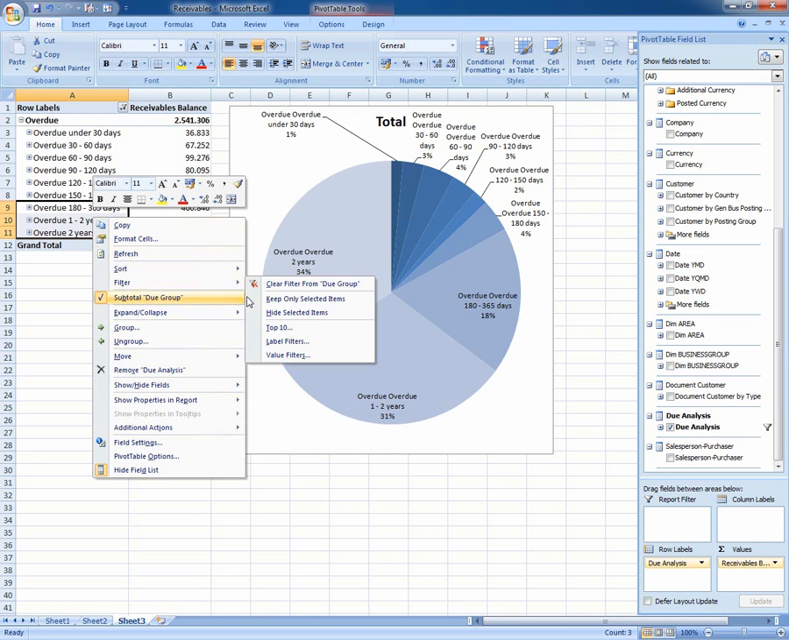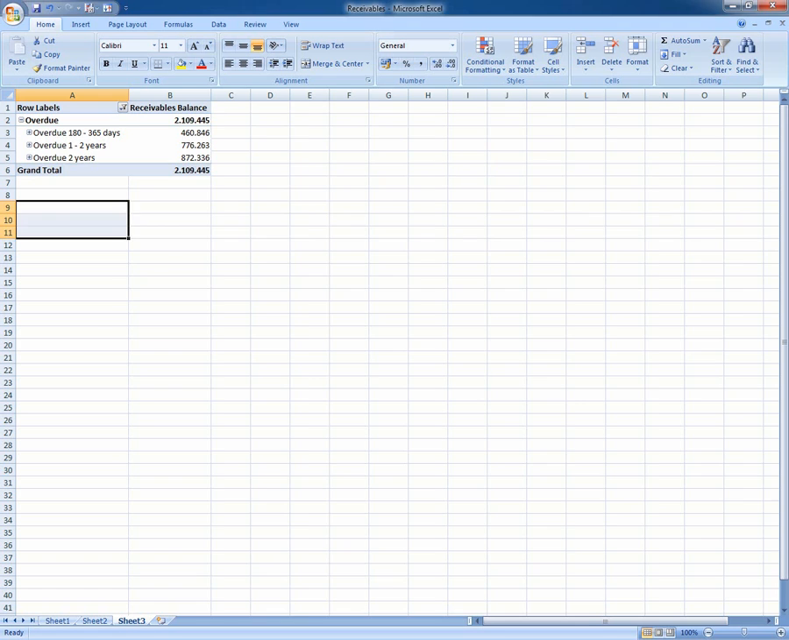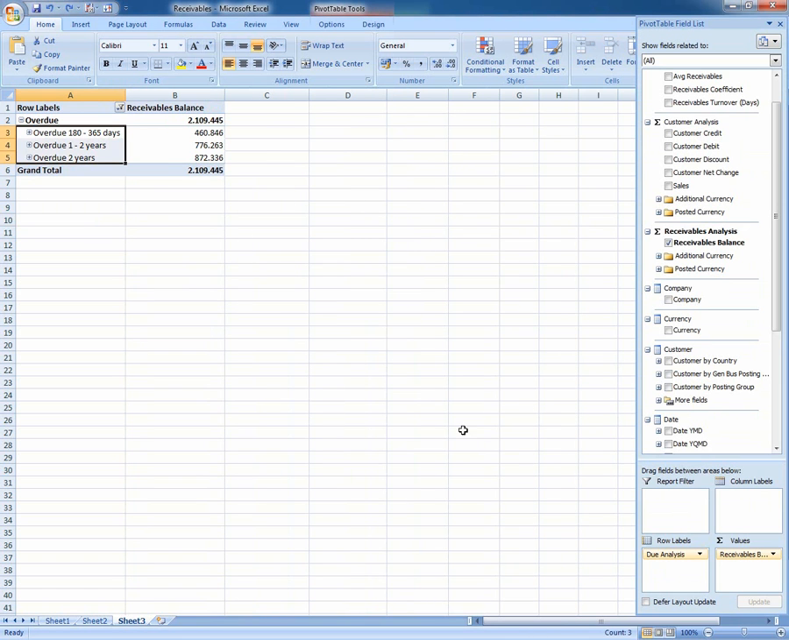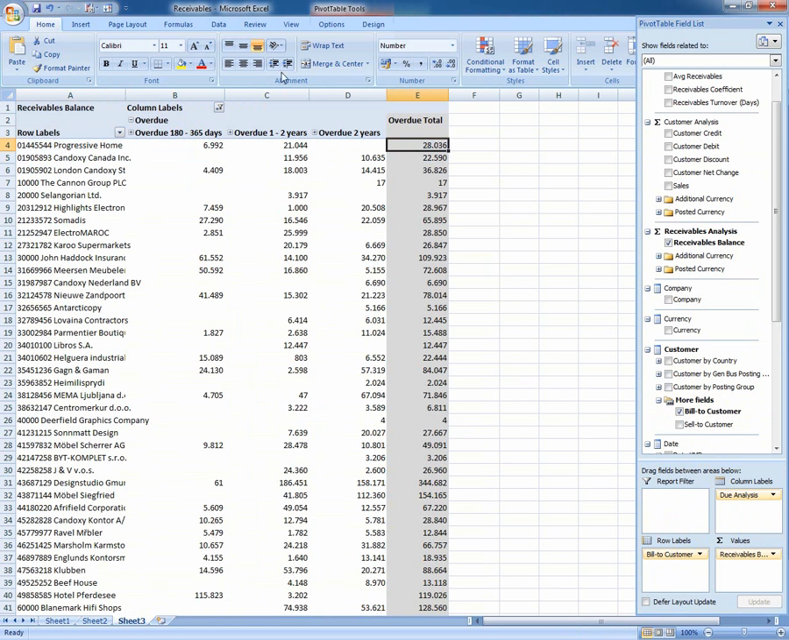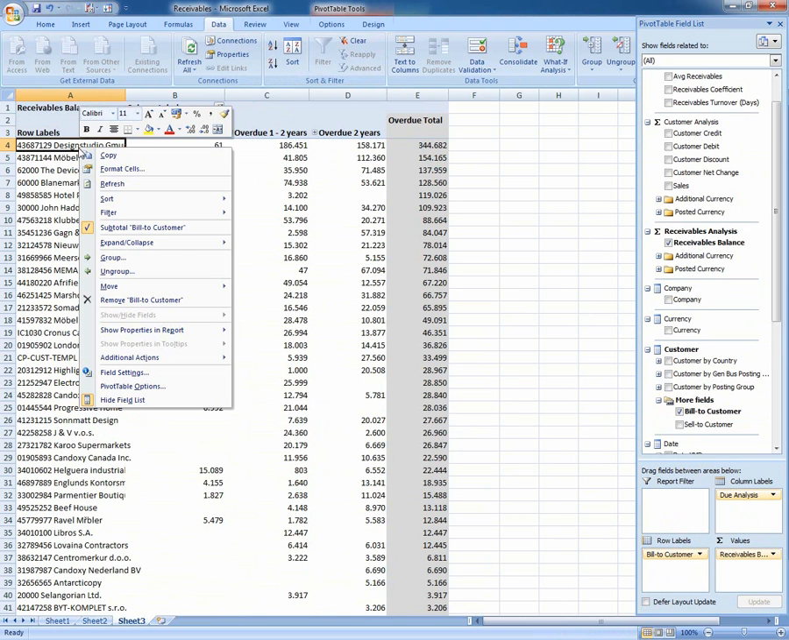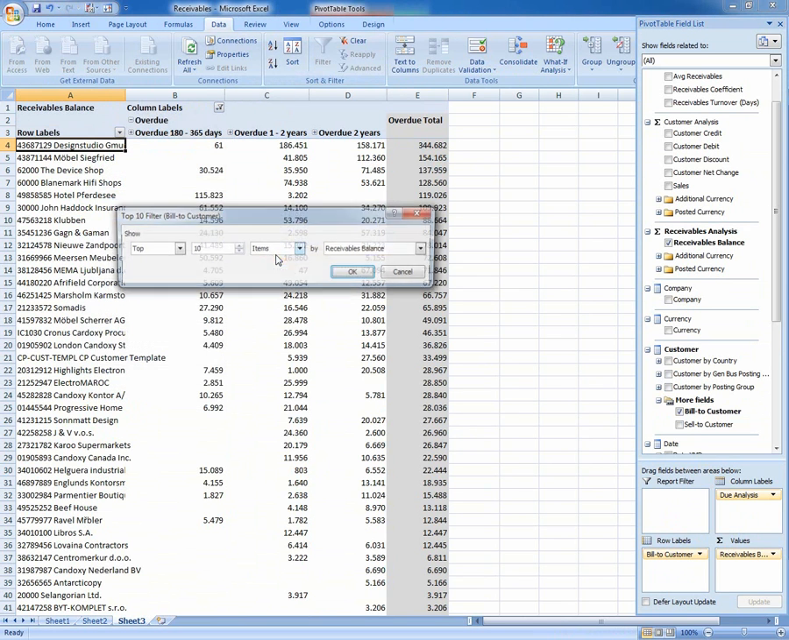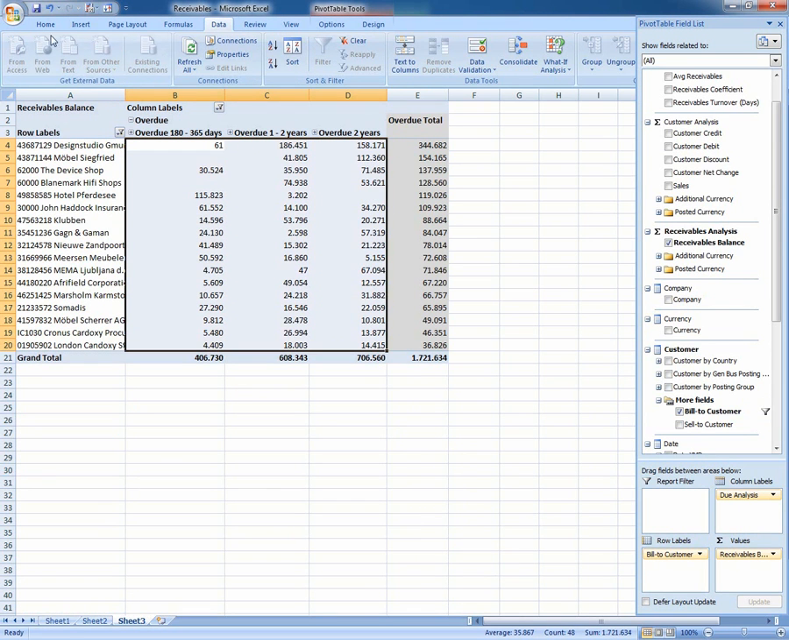By applying a filter to the data, we can focus on the majority of the overdue debt. We no longer need the pie chart. To get a more detailed picture, we can drag in the customer dimension. Sort the data by the overdue total. We can then show only the top 80% of debt. Again, this is just standard Excel functionality.